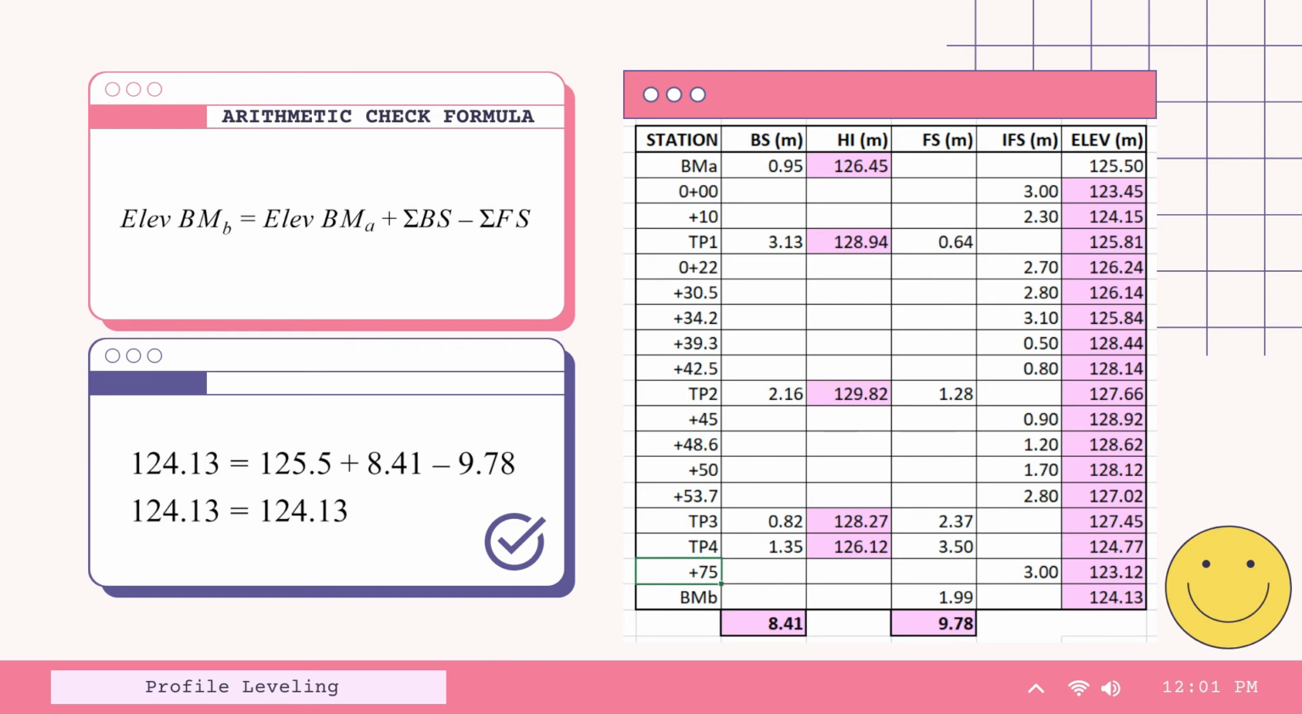Substitute the given values. Elevation at benchmark B is 124.13, elevation at benchmark A is 125.5, summation of backsight is 8.41, and summation of foresight is 9.78. We can see that both sides are equal to each other and therefore no error is made while doing the profile leveling and its calculations.